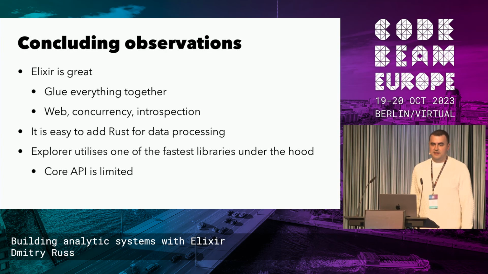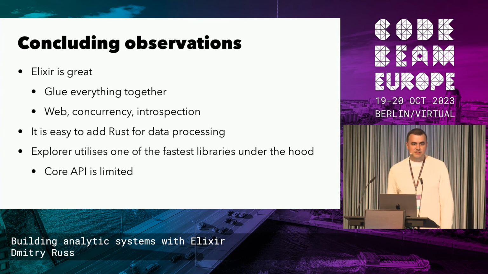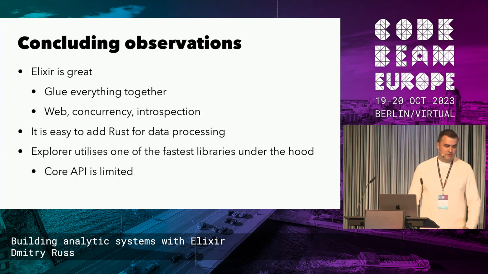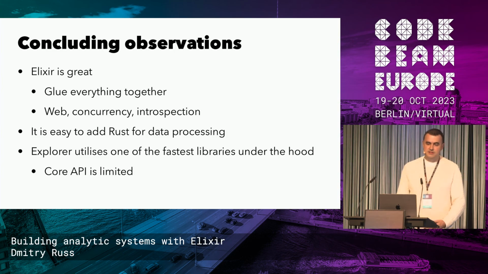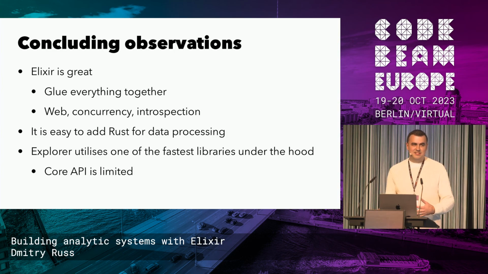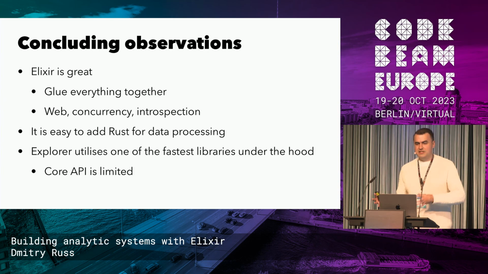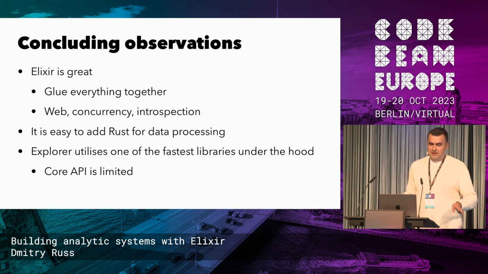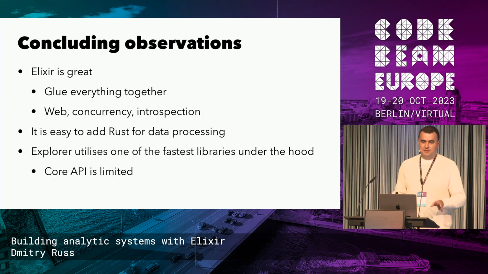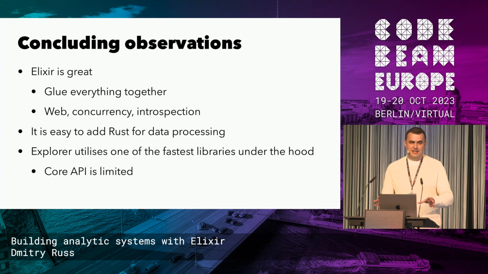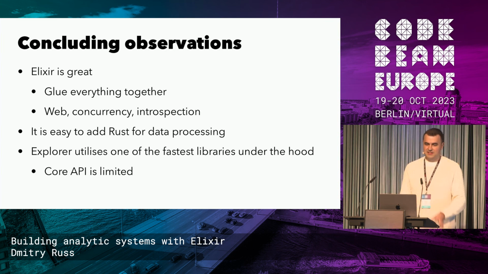To add some concluding observations, Elixir is great to glue everything together. It's great for web, concurrency and introspection of your system. In comparison with Python, as some other speakers have already said, you do not need separate services, because even for Python, if you do distribution, it will be pretty unpleasant to deal with a system like this.